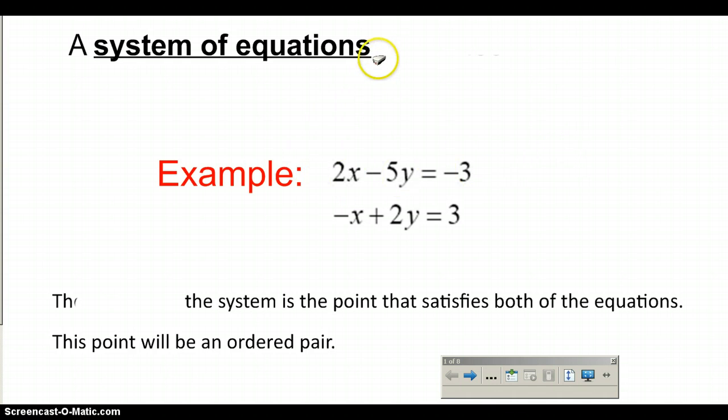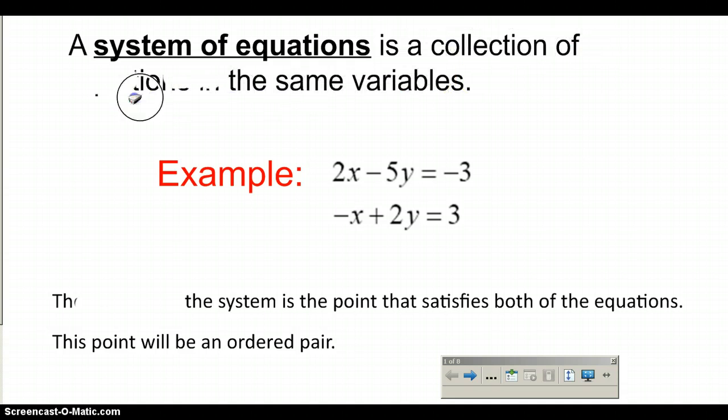So when you have two equations, it's called a system of equations. A system of equations is a collection of equations in the same variable. If you take a look at this example I have right here, we have 2x minus 5y equals negative 3 and negative x plus 2y equals 3. So it's two equations, they both have x's, they both have y's, so they have the same variables. When you're dealing with systems of equations, the solution is going to be a point that satisfies both of the equations. This point will be an ordered pair.